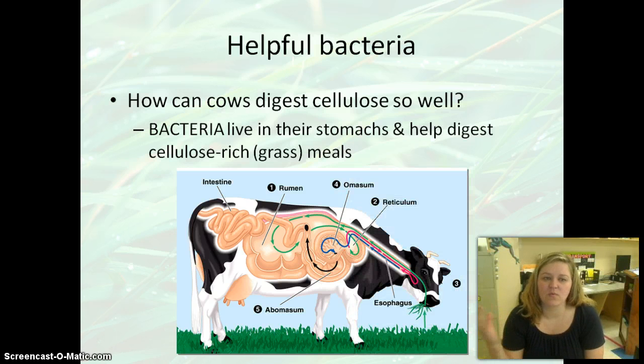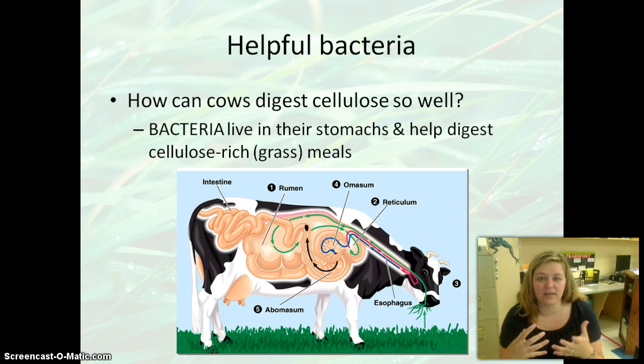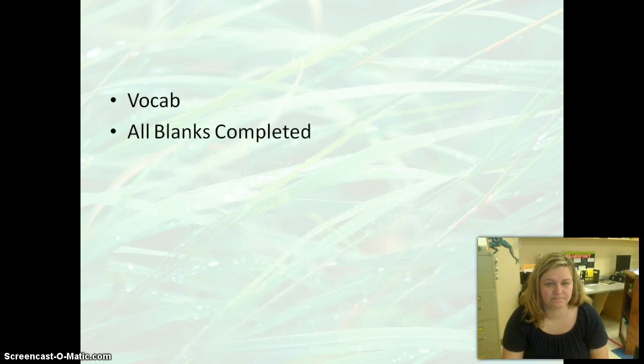So then we ask, well, how can cows digest the cellulose so well? It's because they have special bacteria that live in their stomachs and they help to digest that cellulose. They're also called ruminants, which means that they have multiple stomachs. So whenever a cow eats, he then chokes up his cud and he chews it again and swallows it back down. Whereas us, we swallow once and we're good.